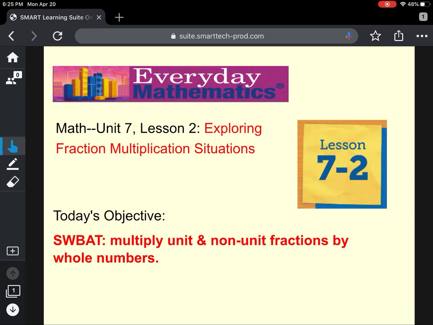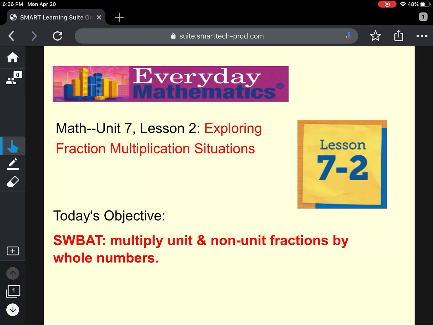Today's math lesson is lesson number 7-2. The topic of our lesson is exploring fraction multiplication situations. The objective for today's math lesson is to be able to multiply unit and non-unit fractions by whole numbers. After I looked at the topic and the objective, I decided that this doesn't sound too hard because really all they're telling us we're going to be doing is multiplying fractions by whole numbers in some kind of a story or situation type setting. And we already learned how to multiply fractions by whole numbers in unit number 7. So I don't think this lesson's going to be too tricky. Let's go ahead and get started.